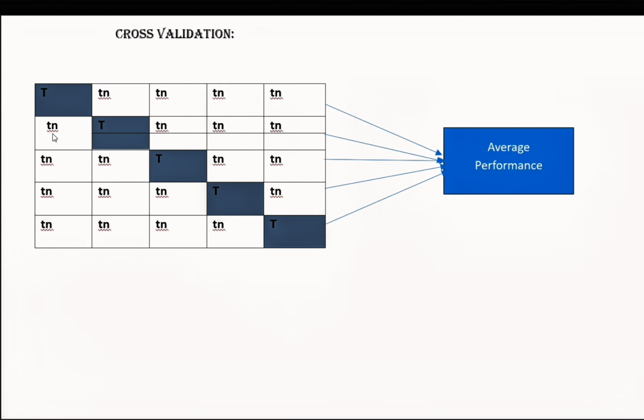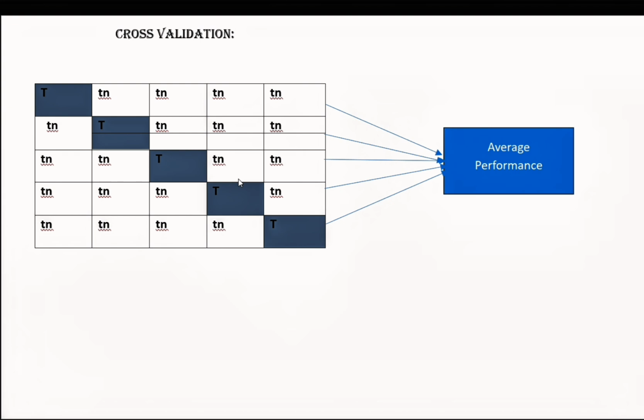Here we assume that in iteration one, fold one is used as the test set and the remaining folds 2, 3, 4, 5 are used as training. In iteration 2, fold 2 is used as the test set and the remaining folds 1, 3, 4, 5 are used as training. Like that, iteration 3, iteration 4, iteration 5. Finally, the average performance across all iterations is calculated to give the overall estimate of the model performance.